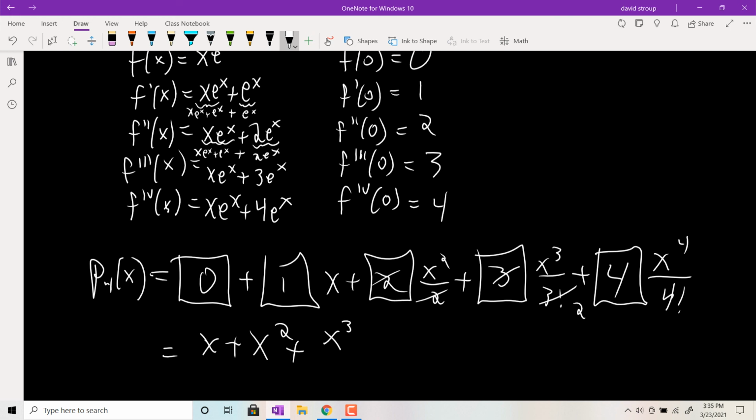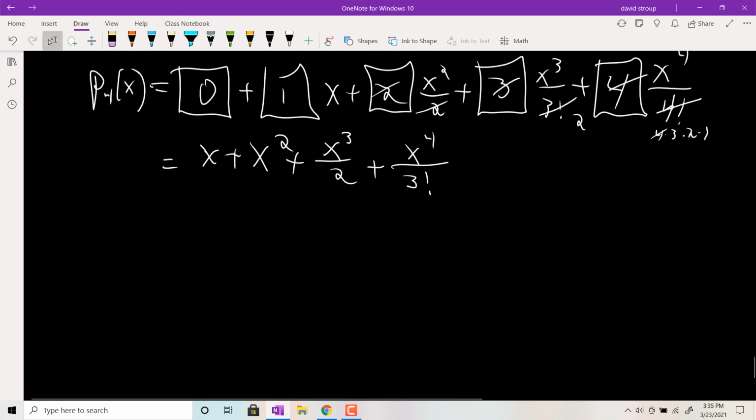So plus x cubed over 2. And then 4 will cancel with the first 4, because 4 factorial is 4 times 3 times 2 times 1. So you get that first 4, the cancel, and you're left with 3 factorial in the denominator. Okay.